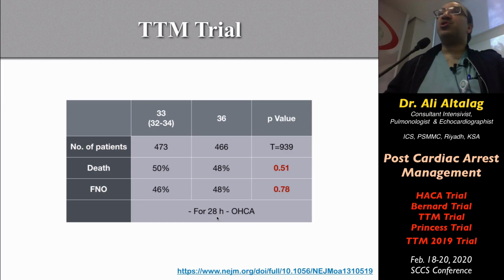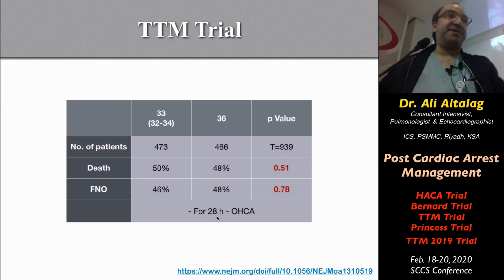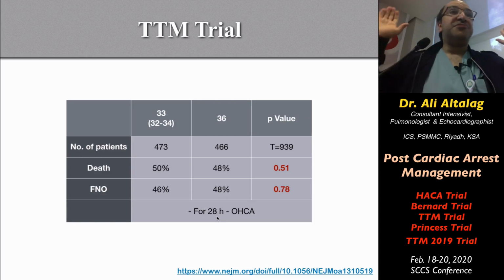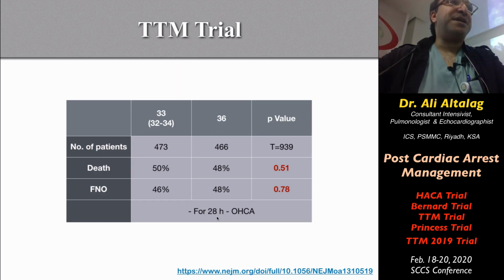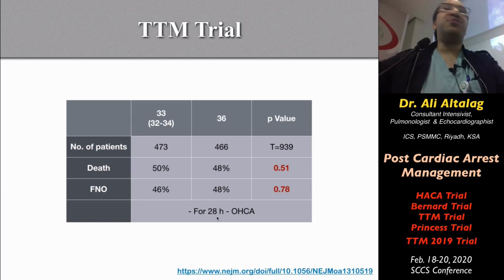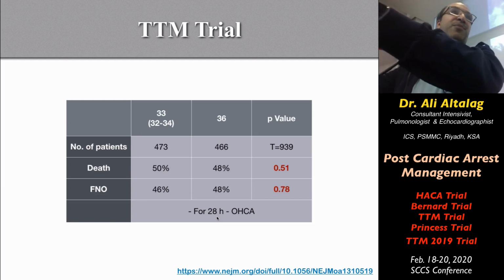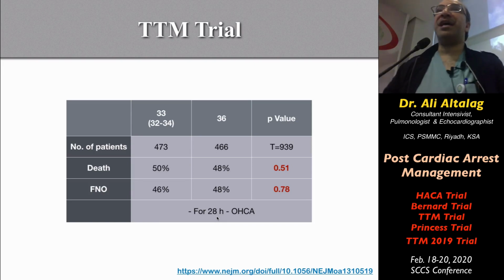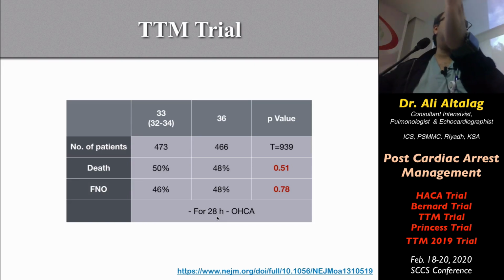Anyway, it was a negative study, but we can extrapolate from this study that hypothermia at a range of 32 to 34 is probably the same as hypothermia of 36. And which one is easier to achieve? Which one has less side effects? Of course, the 36.